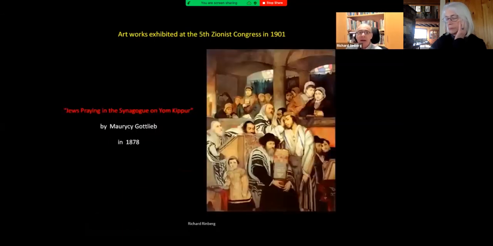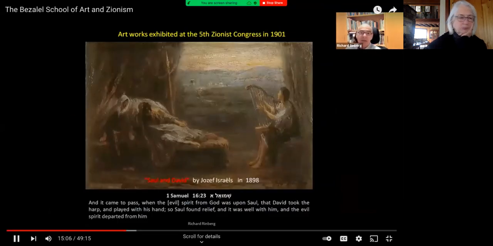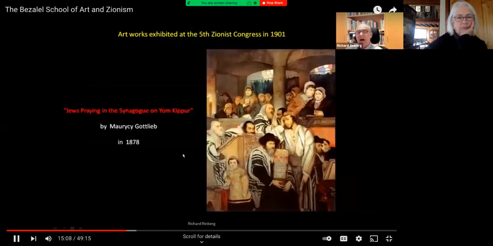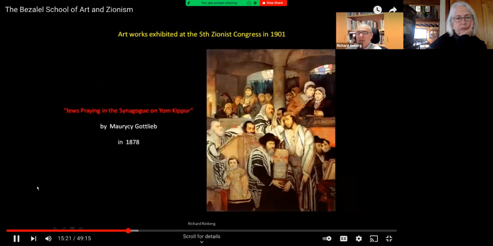And here's another piece of very Jewish art. Today it's in Tel Aviv, by Maurycy Gottlieb, who's called the Rembrandt of Poland. Jews praying in the synagogue on Yom Kippur. This is a very complicated painting. This is Gottlieb himself, and these are members of his family, and this is him as a child. There's a lot one could say about this painting. In fact, the painting itself is huge. It's life-size. So it wasn't the painting that was shown, it was a photograph.